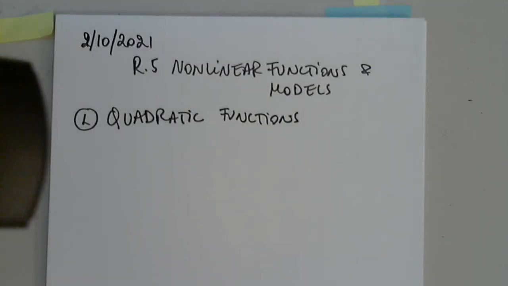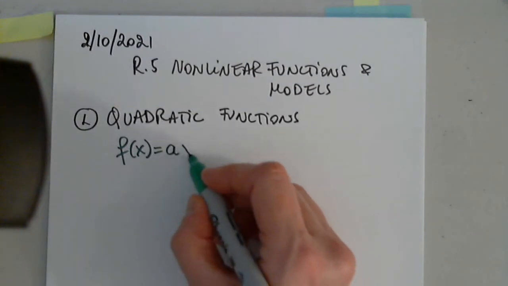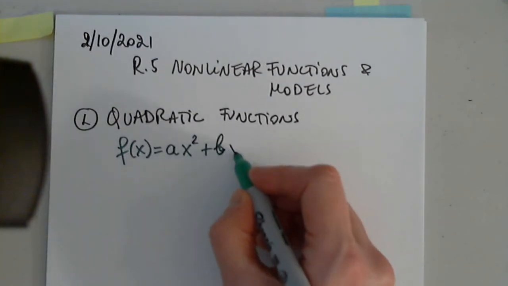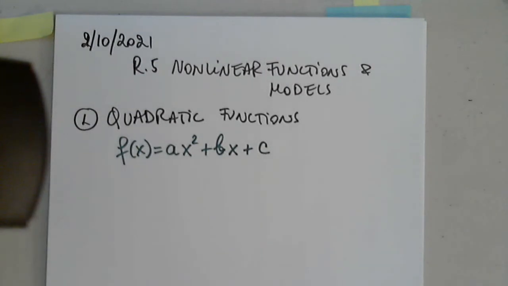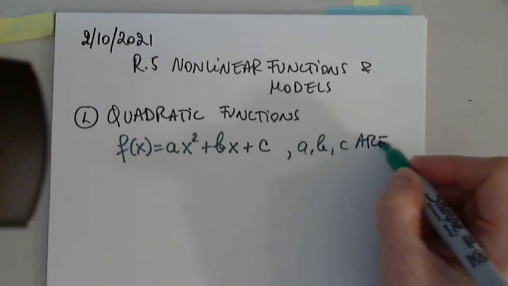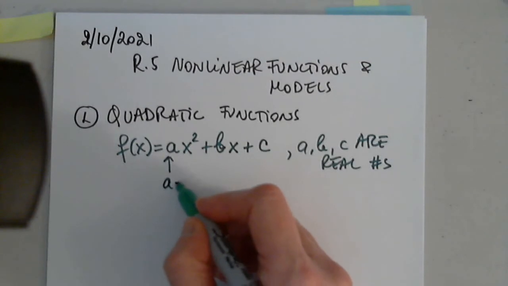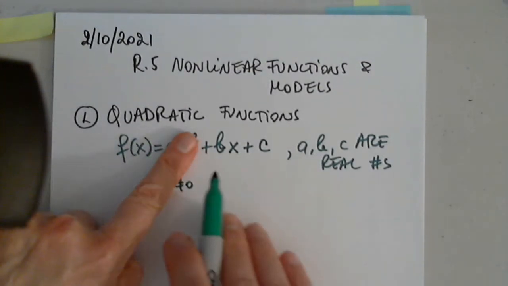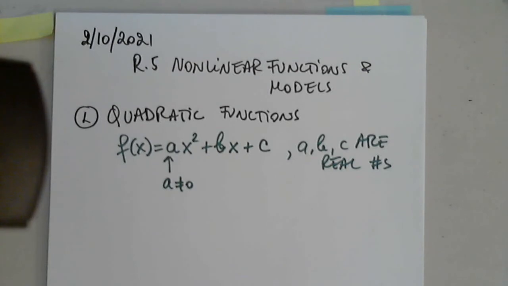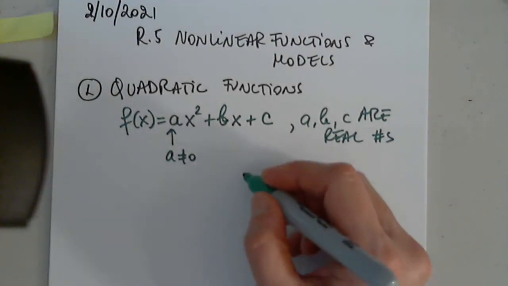are not linear, of course, and the general form will be f of x equals a x squared plus b x plus c, where a, b, and c are real numbers, but a cannot be 0. Because if a is 0, this becomes linear. But b or c can be 0. So quickly, the review of a quadratic function.